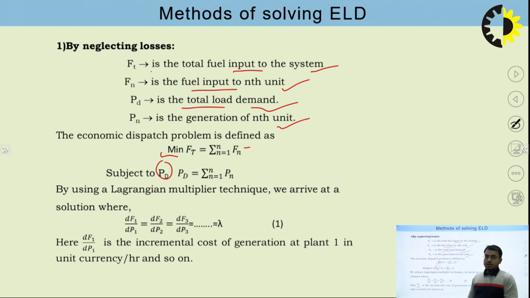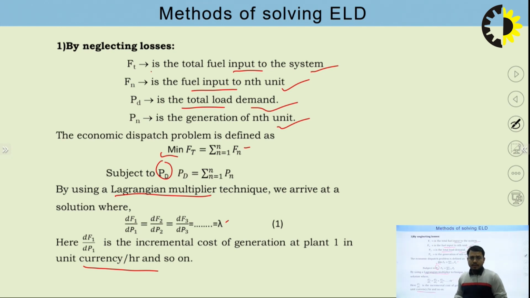And there is a factor which is known as the Lagrangian multiplier. So here we can use the Lagrangian multiplier, which is delta over here, and here you know that df1 upon dp1 was the incremental cost. So the incremental cost of the first generator, the IC of the second generator, the IC of the third generator, all these must be equal to a constant. That constant is known as the Lagrangian multiplier, lambda, right? Here df1 by dp1 is the incremental cost of the generator at plant 1, and its unit is currency per hour. Okay, so this is how we can solve ELD by neglecting losses.